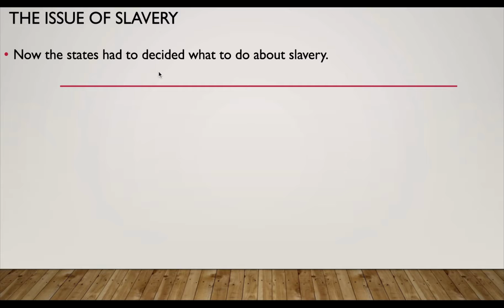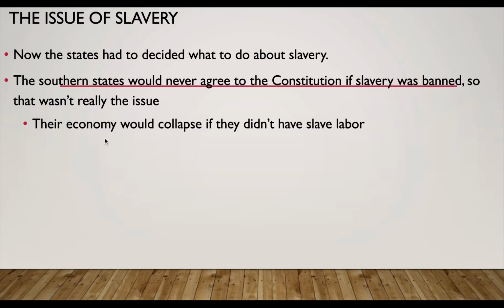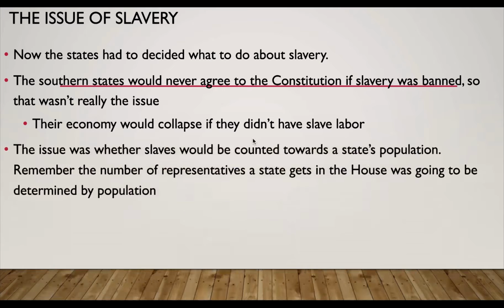Now the states have to decide what to do about slavery. It wasn't an issue on whether or not they were going to have slaves. And I wrote in here, the southern states would never agree to the Constitution if slavery was banned. So that wasn't the issue. If the North had come out and said, no more slavery, the southern representatives at the Constitutional Convention meeting would have gotten up and left, and we wouldn't have gotten a new constitution. That wasn't the issue, because the southern states relied on slavery too much, and if you got rid of slaves, their entire economies would collapse.